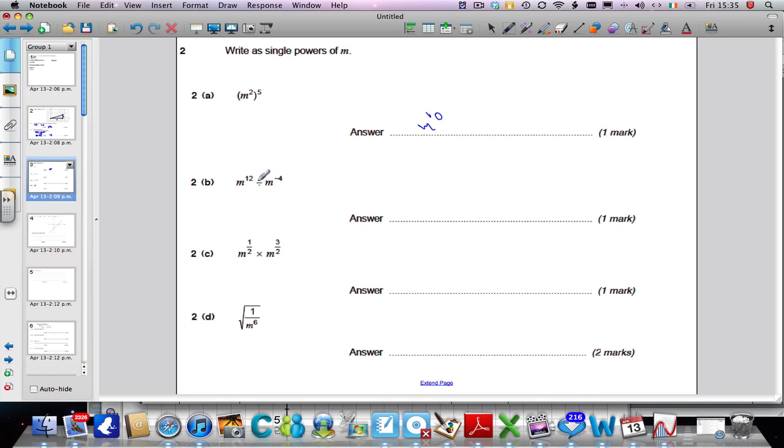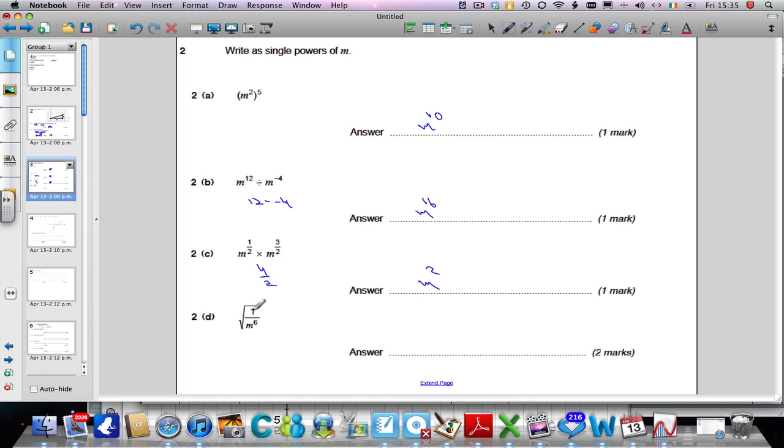Here, because we're dividing, we normally subtract the powers, and 12 take away -4 gives me 16. So I'm doing 12 take away -4, which is 16. Here again we add the powers. A half plus 3/2 is 4/2, so that's m to the power 2. This one's slightly trickier.